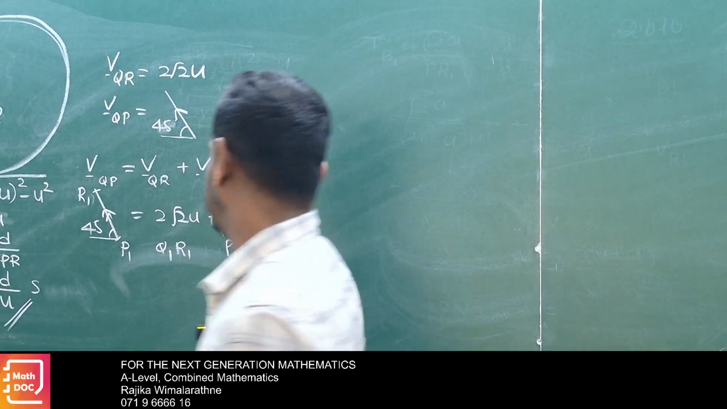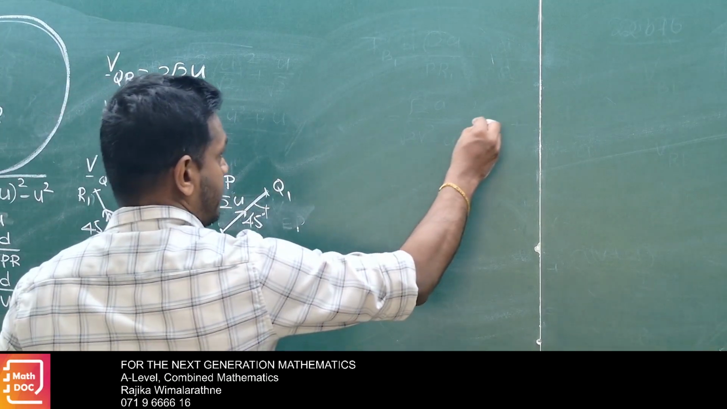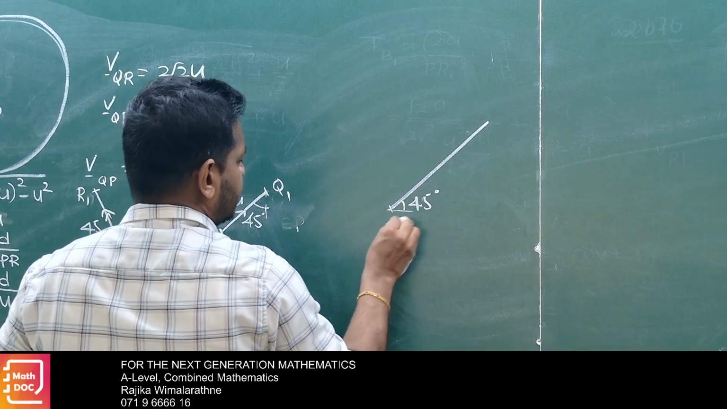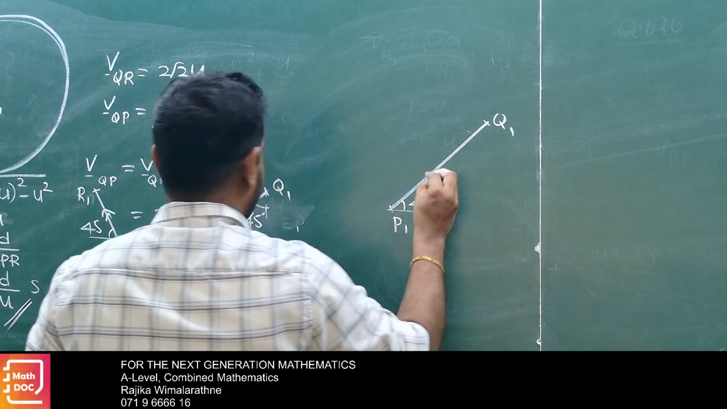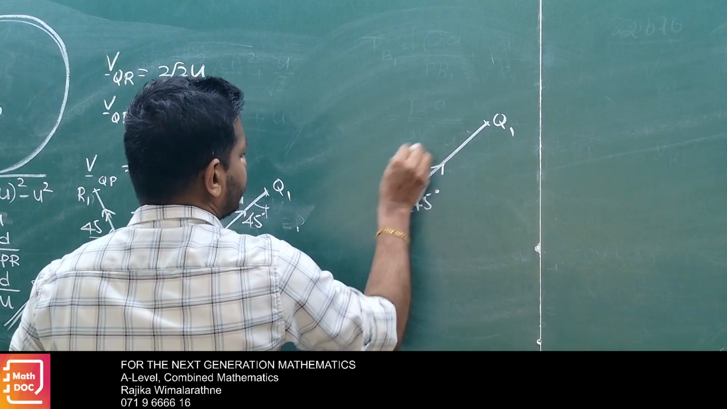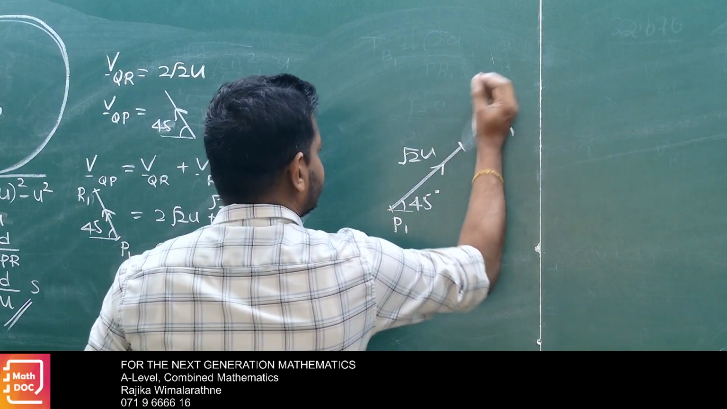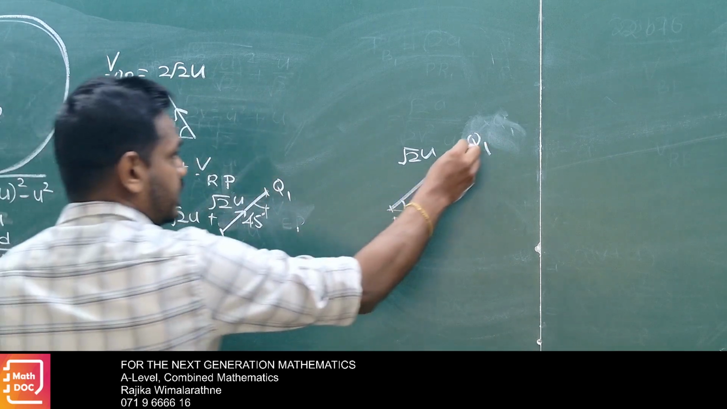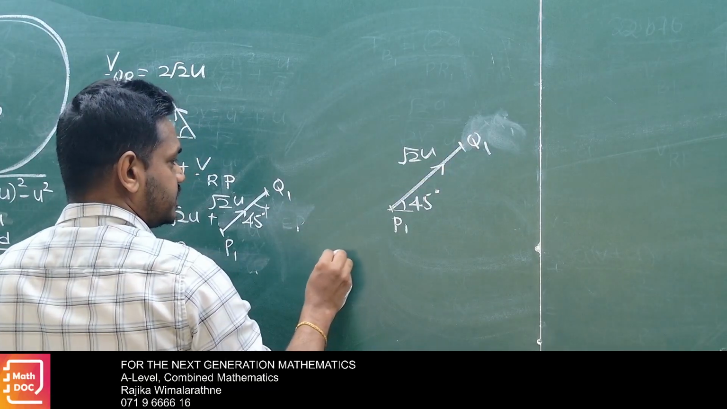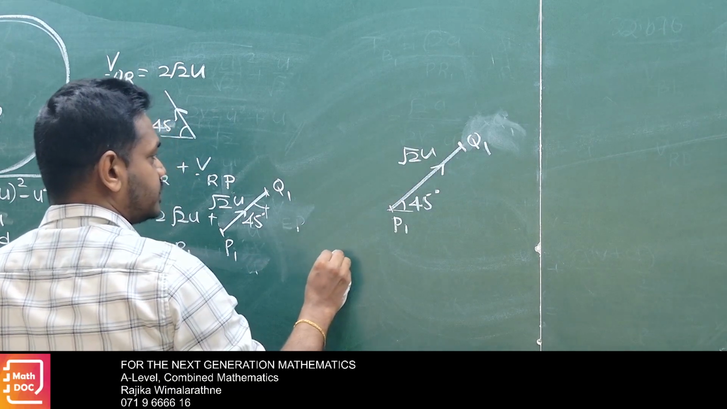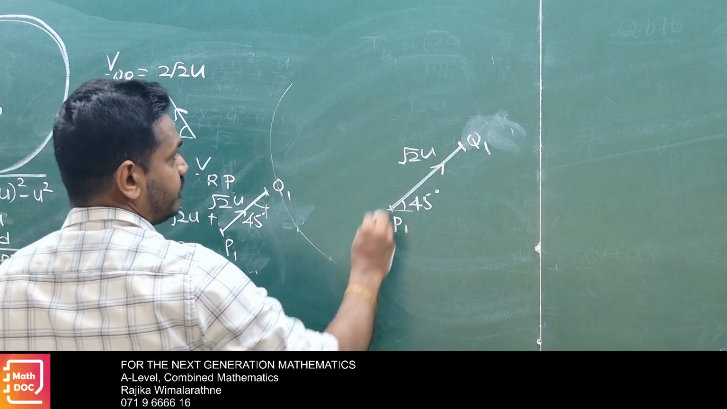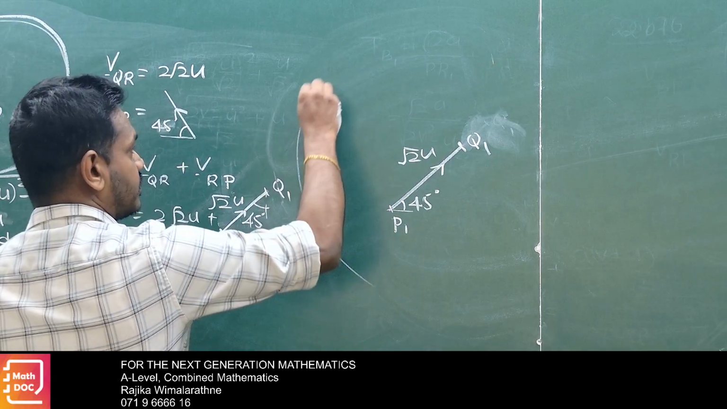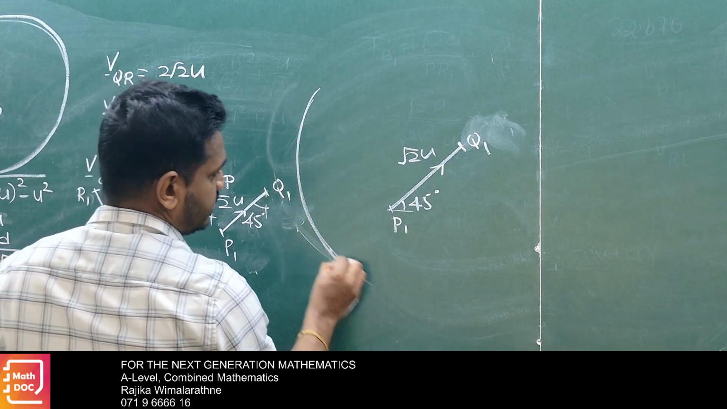Okay, then here sketch P1, Q1, 45-degree inclination, P1, Q1, root 2U. I'll mark Q1 here. Then Q1, R1, 2 root 2. Then double distance, center Q1, radius 2 root 2. Sketch circle. Q1 center, radius 2 root 2.